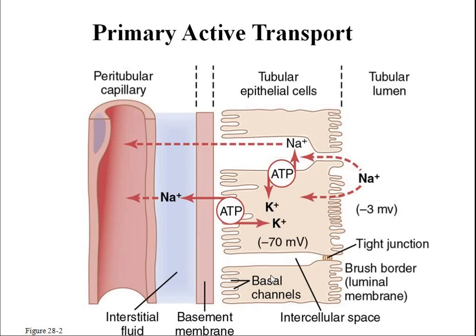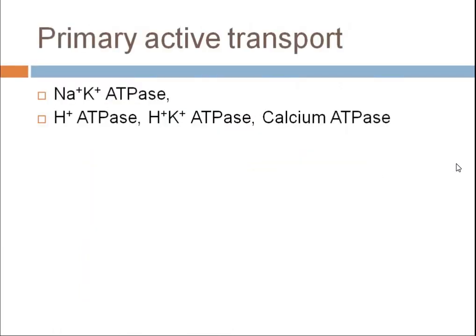...place at the basolateral surfaces by means of the sodium-potassium ATPase pump shown. Now, there is not just one pump which is responsible for primary active transport. There are a number of such pumps present in various parts of the tubules. They can be hydrogen ATPase, hydrogen-potassium ATPase, or calcium ATPase. All of these derive energy from ATP and subsequently cause movement of other ions because of their activity.